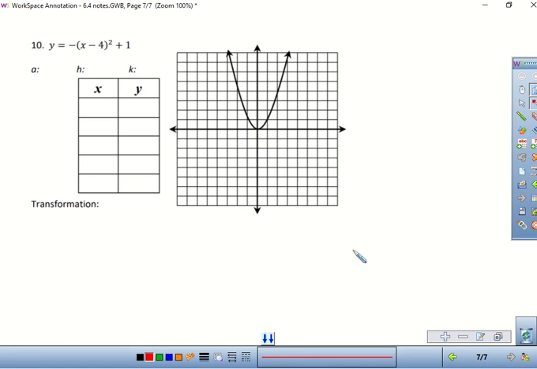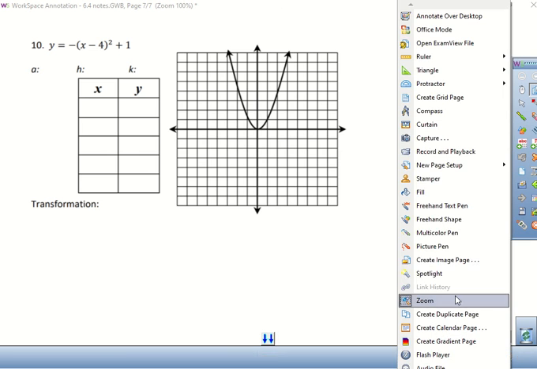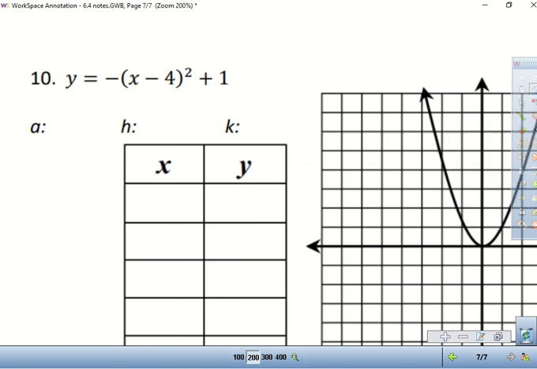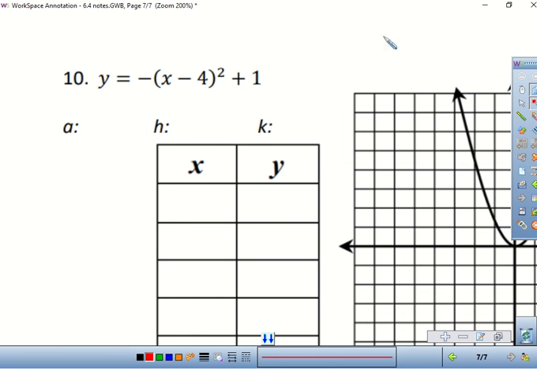All right. Let's try this one. Let's see if you all got it. So, what is the A value? We can always put a 1 in front of this. -1. What's the H? -4. It's always the opposite, so it's a 4. H is the only one that flips, and K is 1.